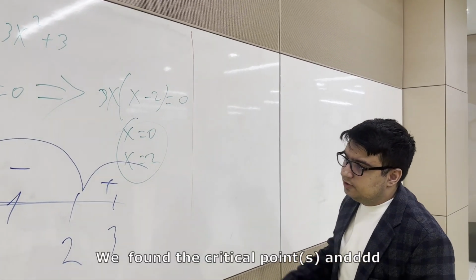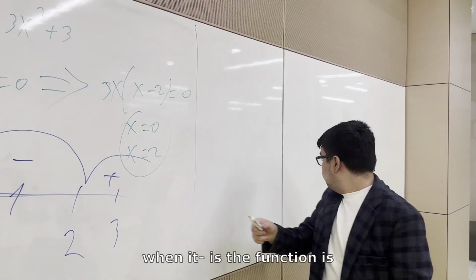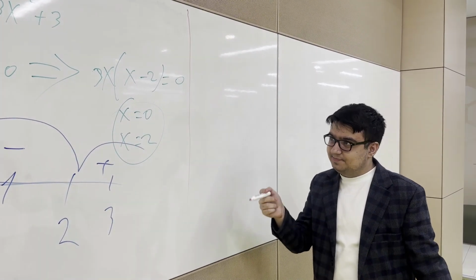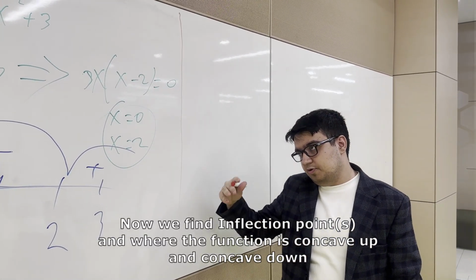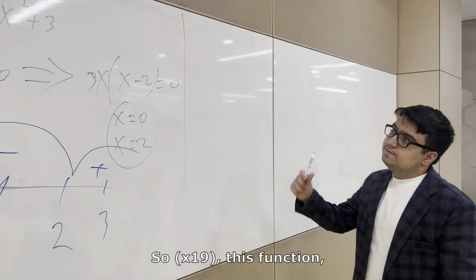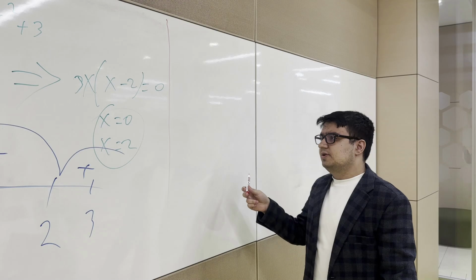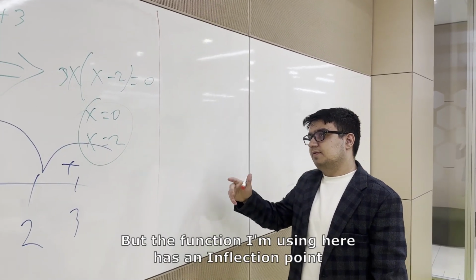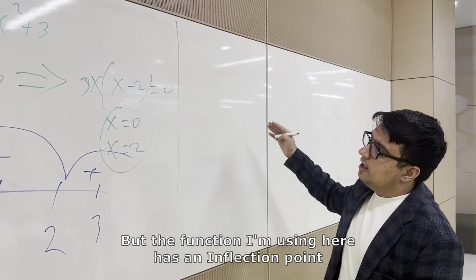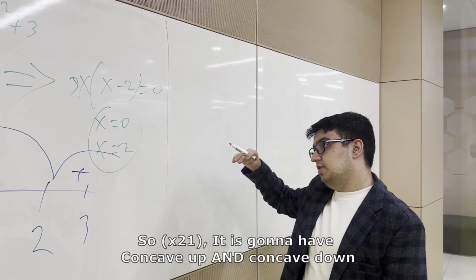So we found the critical points and when the function is increasing and decreasing. Now we find the inflection points and when the function is concave up or concave down. Some functions might not have an inflection point, so those functions are going to be either only concave up or only concave down, but the function I'm using here has an inflection point, so it's going to have a concave up and a concave down.